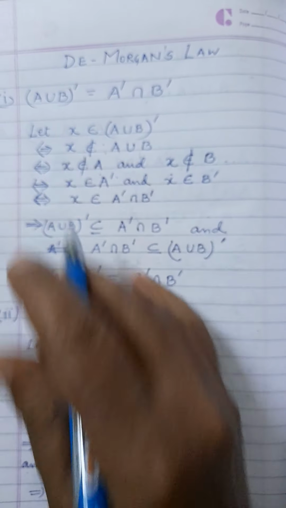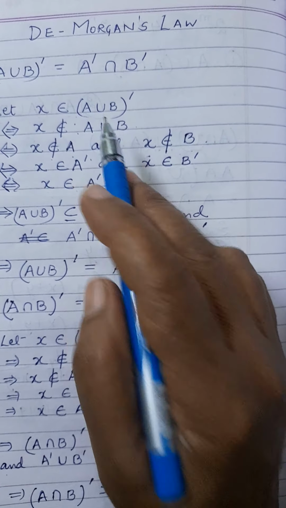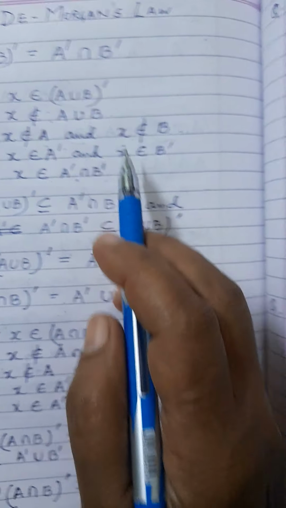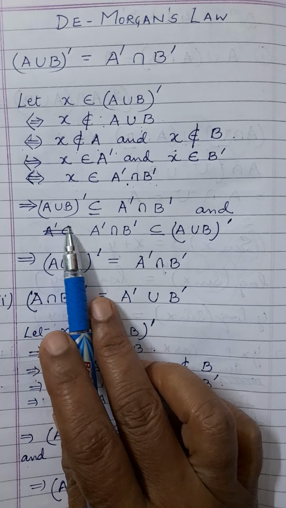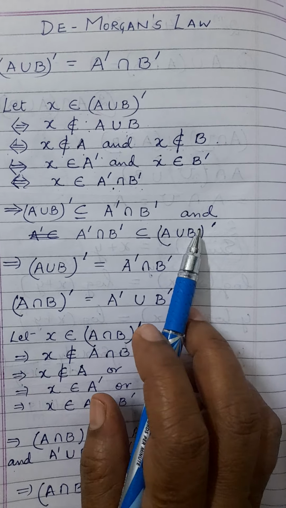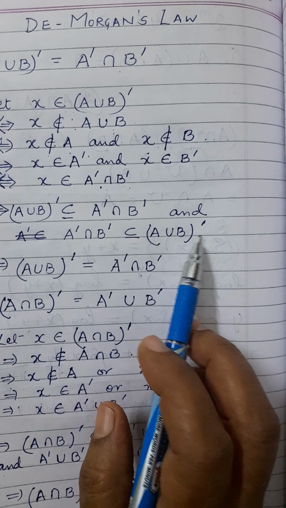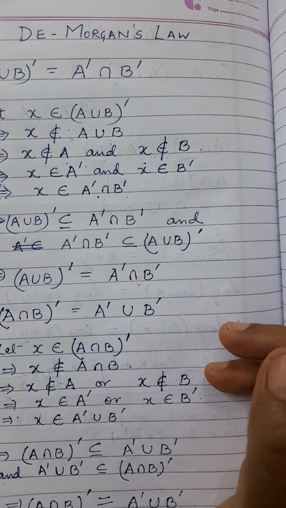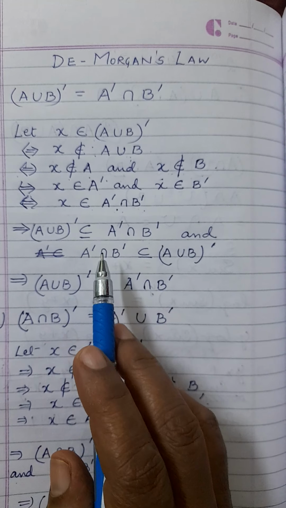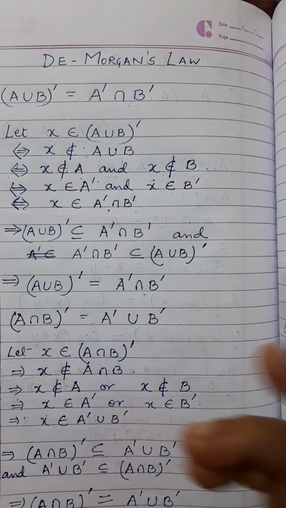I have a double implication sign here also. Starting from here we reached here. It means A' intersection B' is a subset of (A union B)'. So I have written here that (A union B)' is a subset of A' intersection B', and A' intersection B' is a subset of (A union B)'. And you know, if A is a subset of B and B is a subset of A, then we can conclude that A is equal to B. Similarly, here also we can conclude that (A union B)' is equal to A' intersection B'.